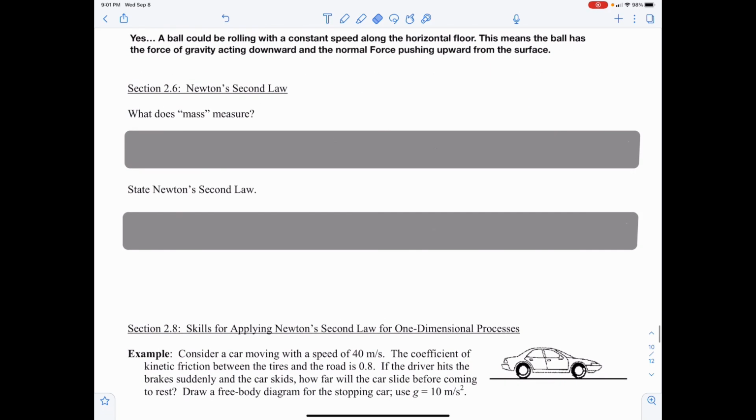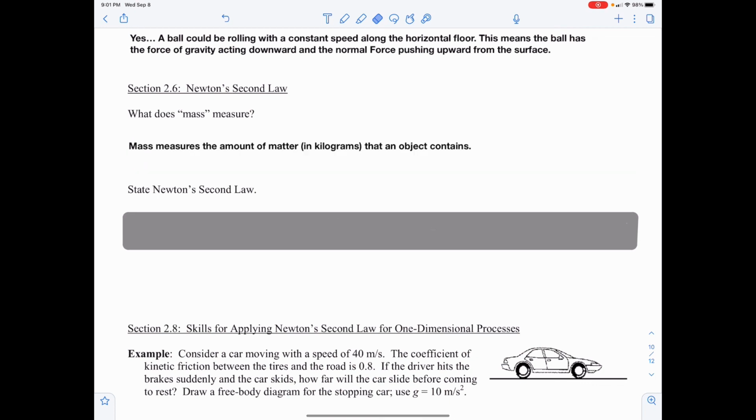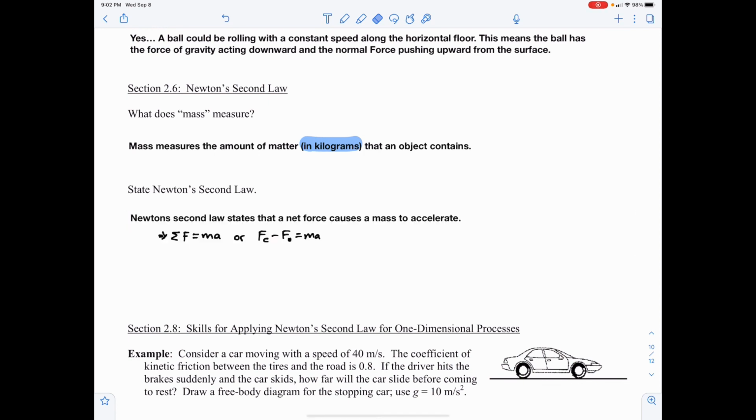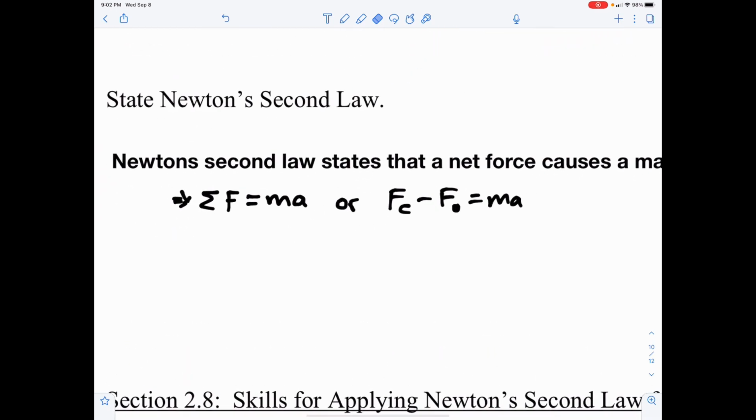Section 2.6, Newton's second law. What does mass measure? Mass measures the amount of matter that an object contains. For all intents and purposes, mass is how big an object is. It measures in kilograms. Newton's second law states that a net force causes a mass to accelerate, and we can write that as sigma F equals ma. Please note that you can write sigma F, the net force, as causing force minus opposing force. We're going to be writing it like this most often.